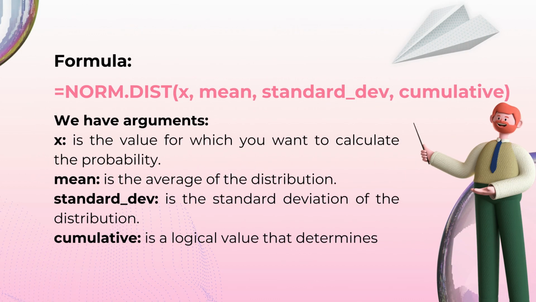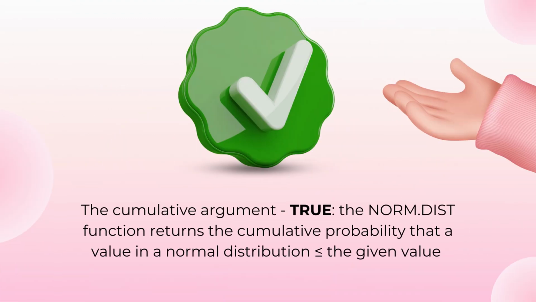We have arguments. X is the value for which you want to calculate the probability. Mean is the average of the distribution. Standard_dev is the standard deviation of the distribution. Cumulative is a logical value that determines the form of the function.